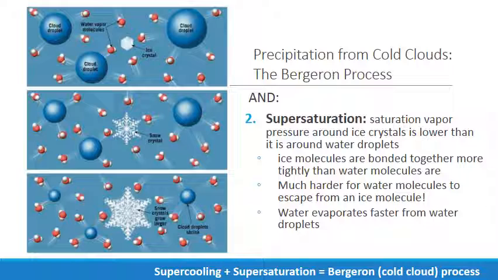Just easier to pry those H2O molecules out of a liquid droplet. So for the same reason, water vapor molecules evaporate from water droplets at a faster rate than they do from ice crystals at any single temperature. I know that's a lot to swallow. So it should be a small section of the text if you want to read up about the Bergeron process. But get that information from your book, and we'll talk about it in class too.